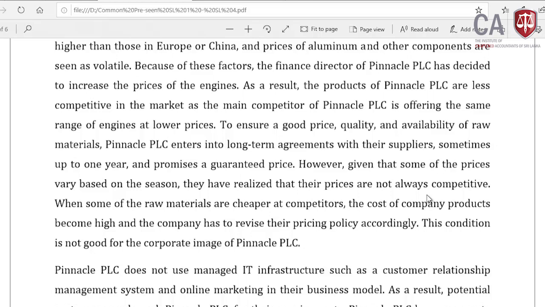Right. This condition is not good for the corporate image of Pinnacle PLC. This is not good for the company image.